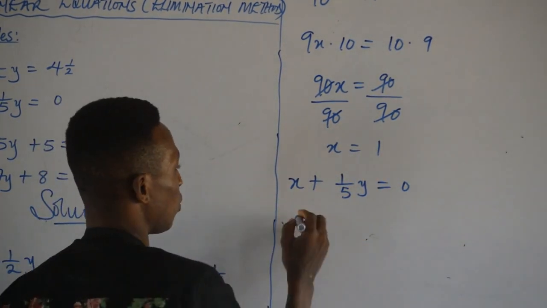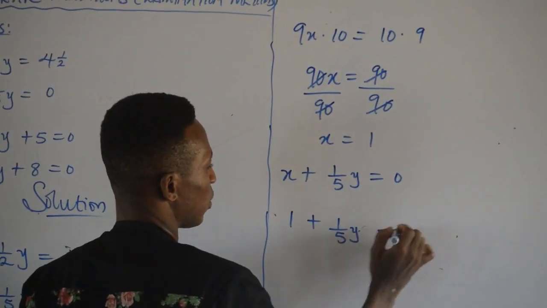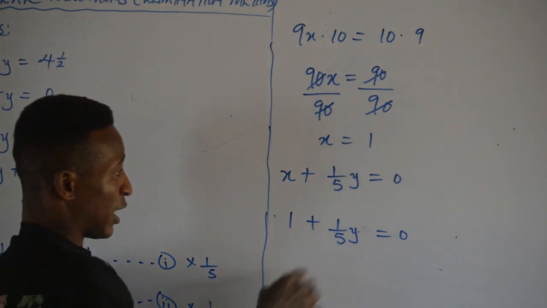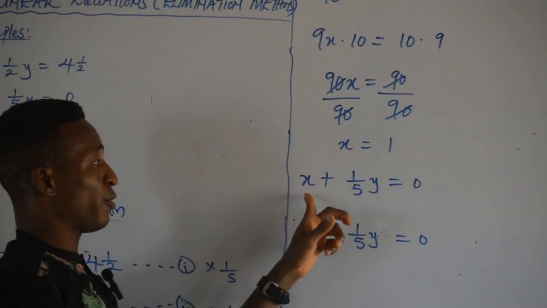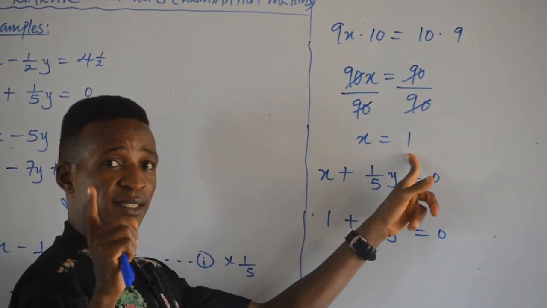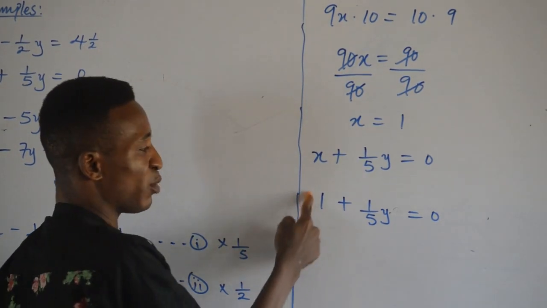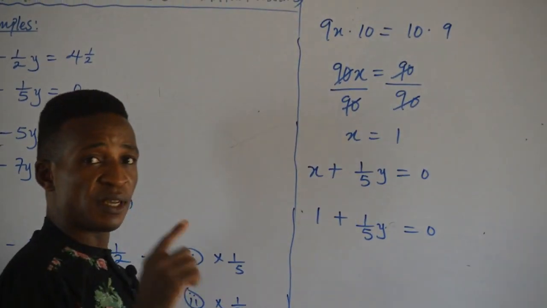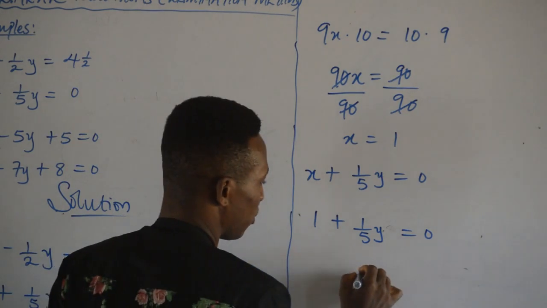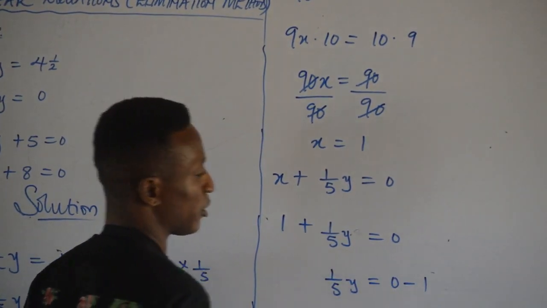So this now becomes 1 plus 1 over 5y equals to 0. So that means I've eliminated the value of x here now. Instead of me having x, I've replaced it by 1. Nothing like x is in the question again. But here, 1 that is here is having invisible plus. When it crosses to the other side, it becomes minus 1. So I'm having 1 over 5y equals to 0 minus 1.